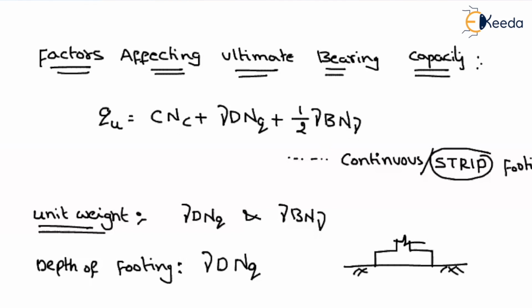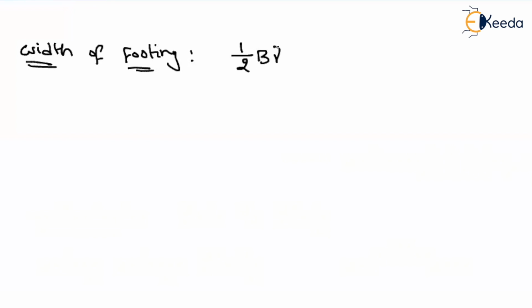Next, what about the width of the footing? In how many terms do we see the width of the footing? Only in one term, that is half into B into gamma into N gamma. Again, if the width of the footing increases, then obviously your ultimate bearing capacity will also increase.